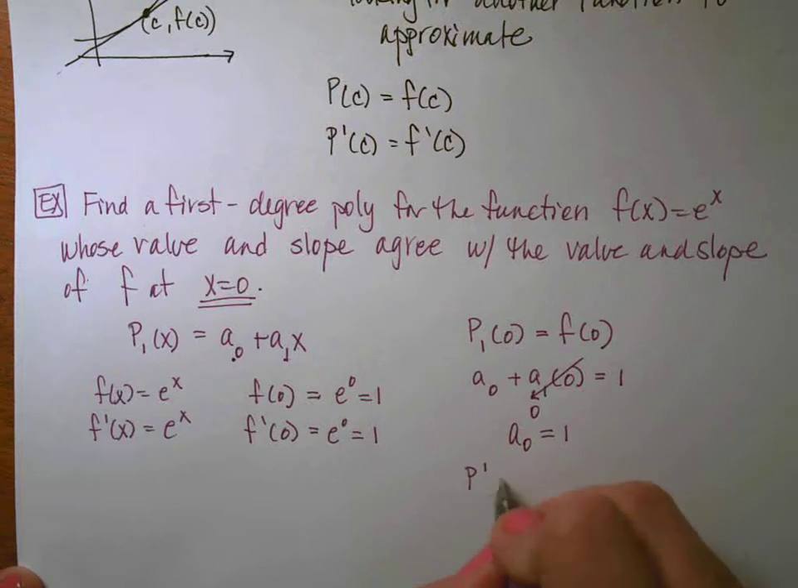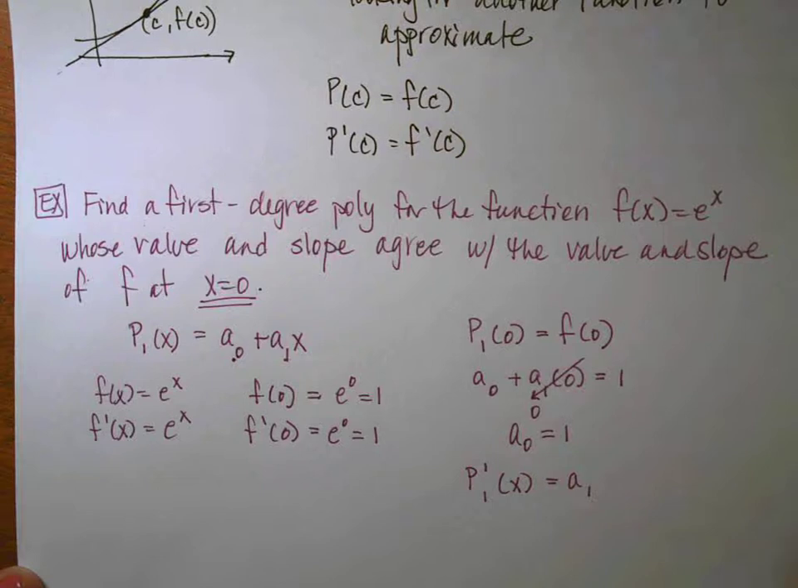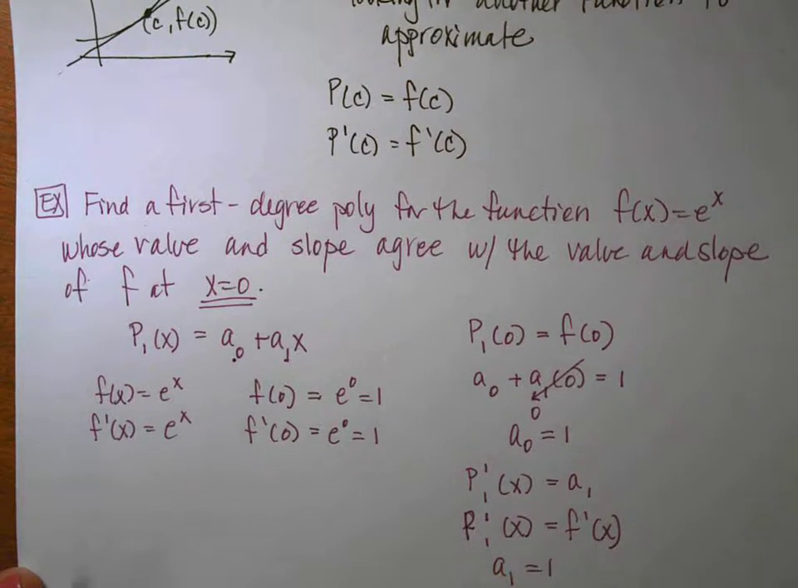Okay, well then I can do p prime of x is equal to a sub 1, and then I know that P prime of X is going to equal F prime of X, and then I know that A sub 1 is equal to 1. So the polynomial that I was looking for is going to be 1 plus X. And I think that example is a wee bit confusing, and I think it gets simpler as we move along.